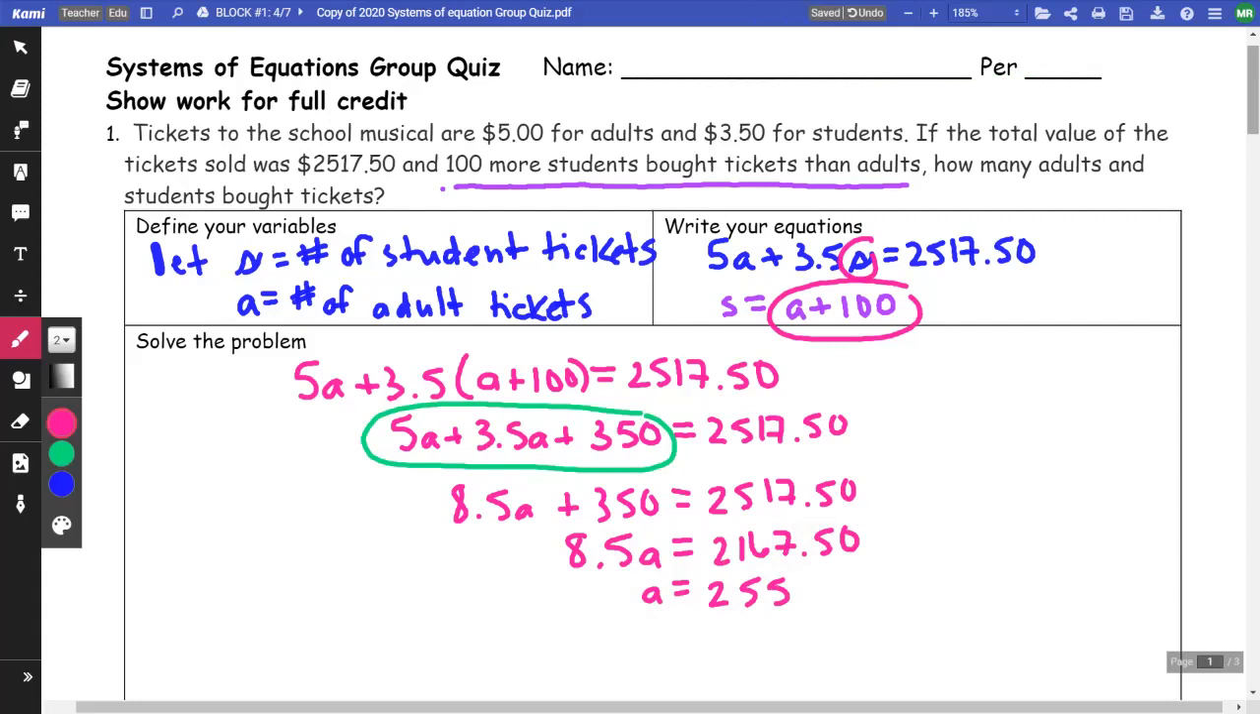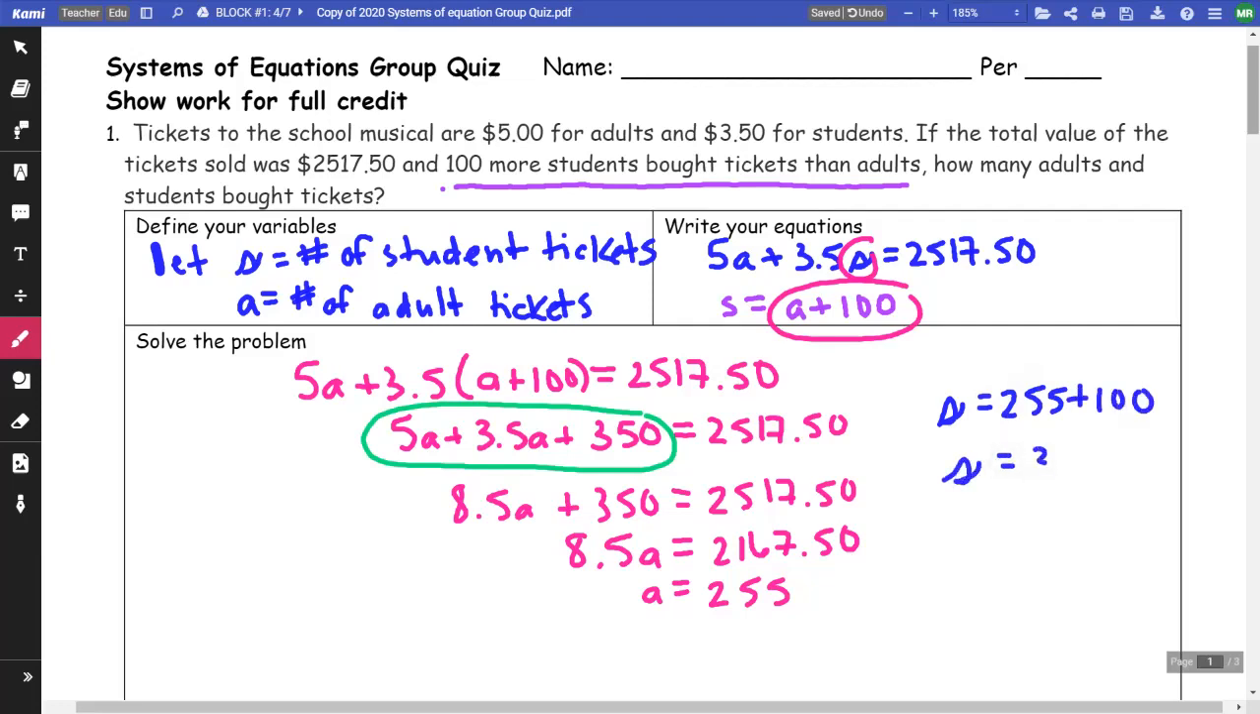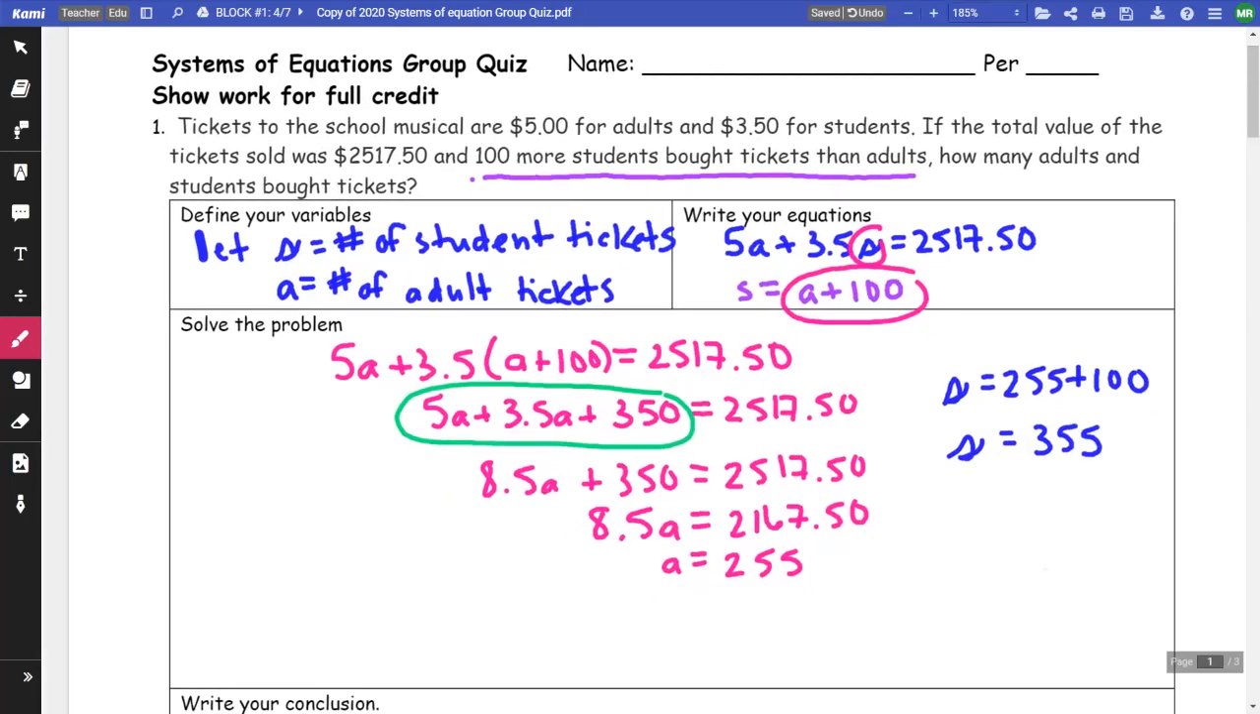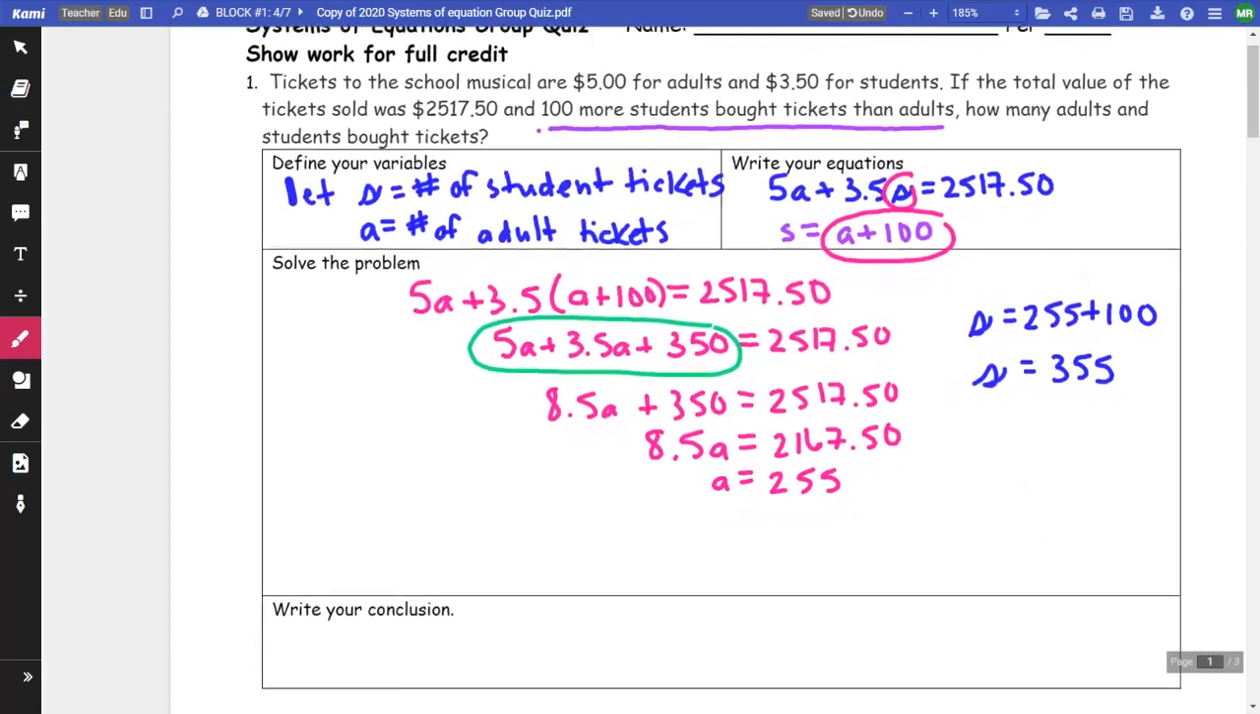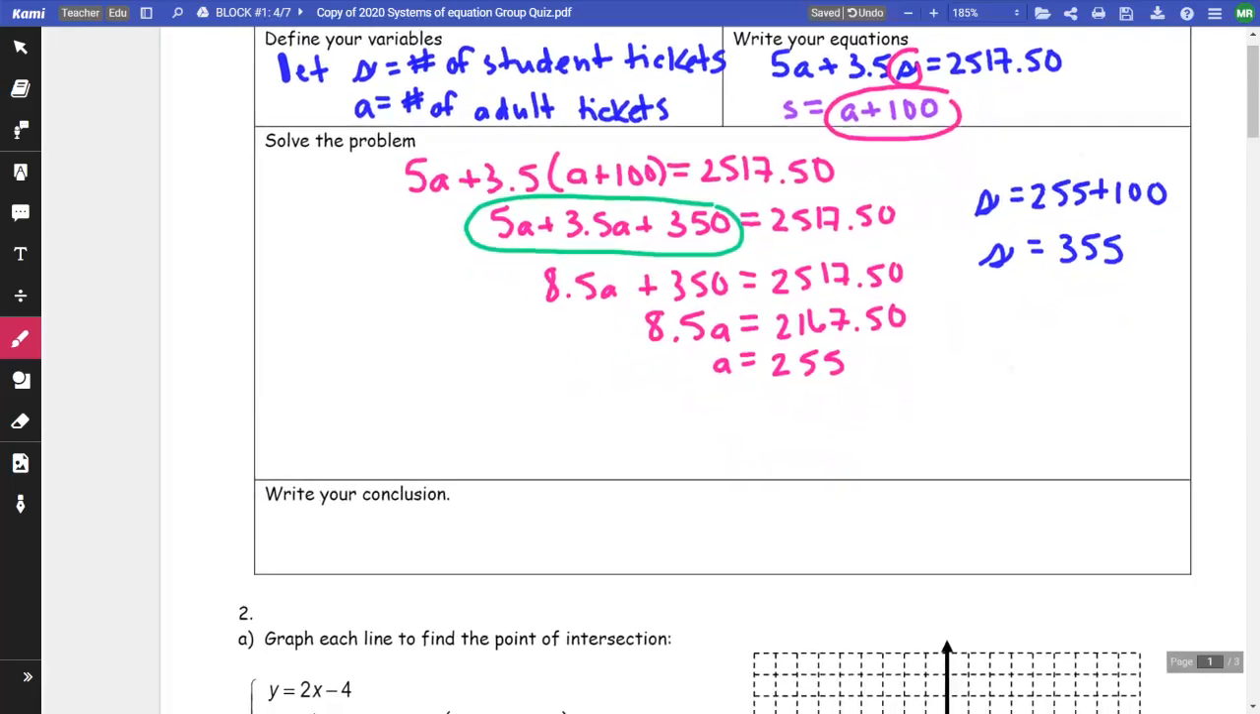Okay, so 255. Now I know that my students was equal to my adults, which is 255 plus 100. So S is going to equal 355. Okay, so 255 adults and 355 students, and they want you to write that in a complete sentence. So make sure you write a complete sentence for that. And that's where you can write in your conclusion, your complete sentence.